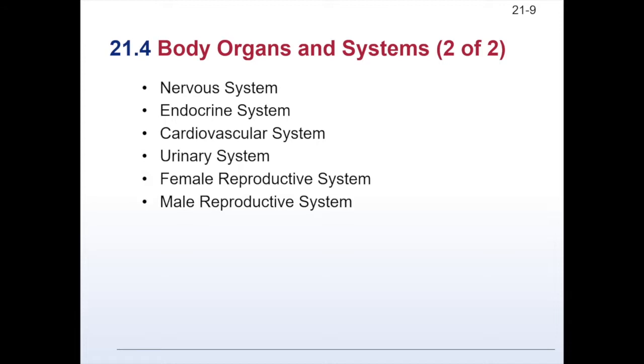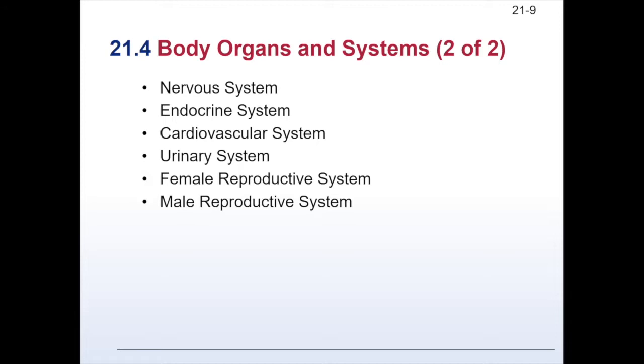Cardiovascular system. The cardiovascular system transports nutrients, waste products, gases, and hormones throughout the body. It also plays a role in the immune response and regulation of body temperature. The cardiovascular system consists of the heart, blood vessels, and blood.